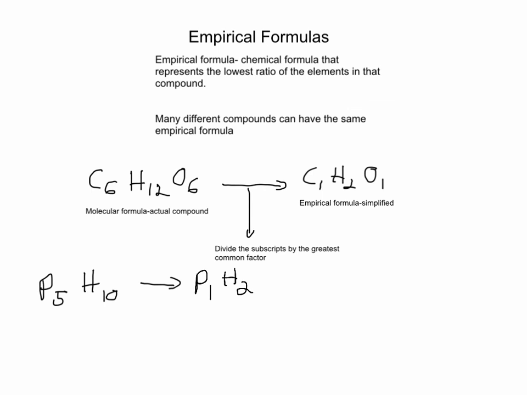If I give you another compound, P15H30, well, the greatest common factor of 15 and 30 is 15. So 15 divided by 15 is 1. 30 divided by 15 is 2. Now notice that we had two different compounds here, but they have the same empirical formula. And this can happen. So that's how we get from a molecular formula to an empirical formula.